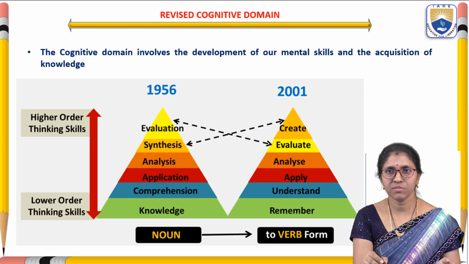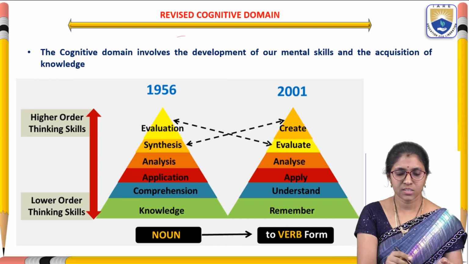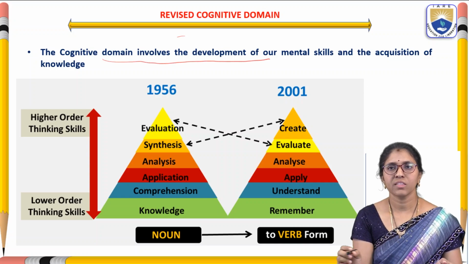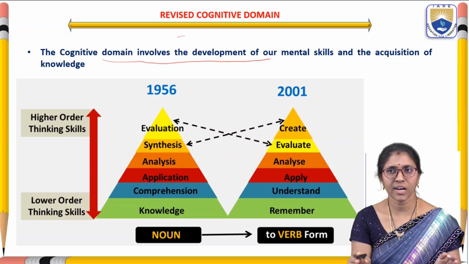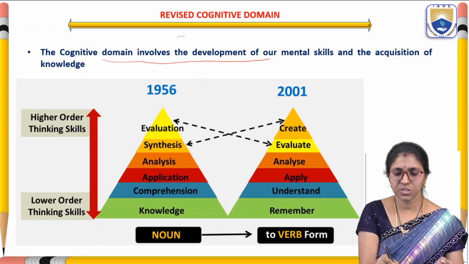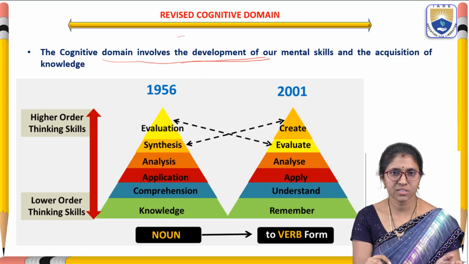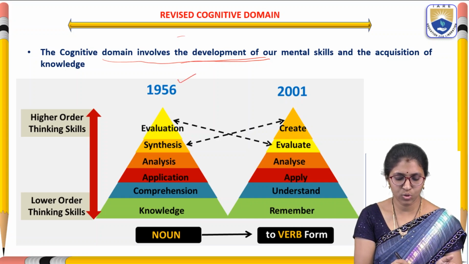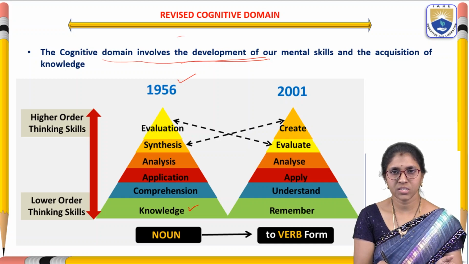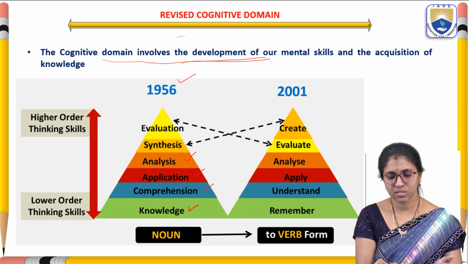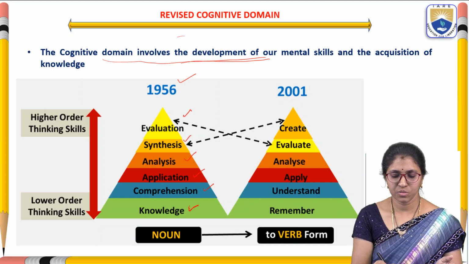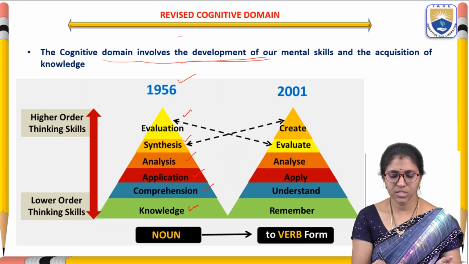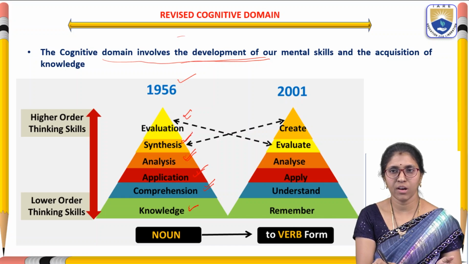Here is the revised cognitive domain. The cognitive domain involves the development of our mental skills and acquisition of knowledge. In 1956, this was Bloom's taxonomy: knowledge, comprehension, application, analysis, synthesis and evaluation.